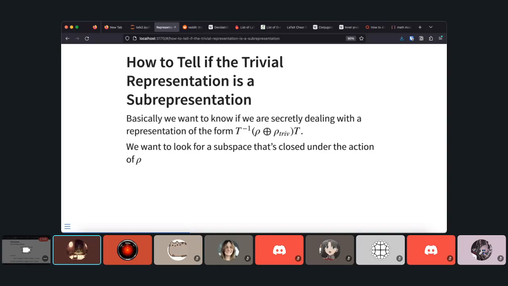Another way of saying that the trivial representation is a sub-representation is that we want to look for a subspace of our vector space that's totally closed under the action of rho. If the trivial representation is a sub-representation, there will be some subspace that does not change. It's totally invariant.